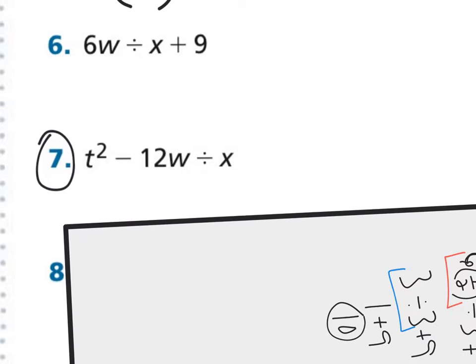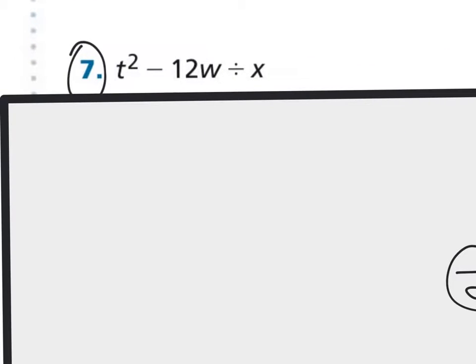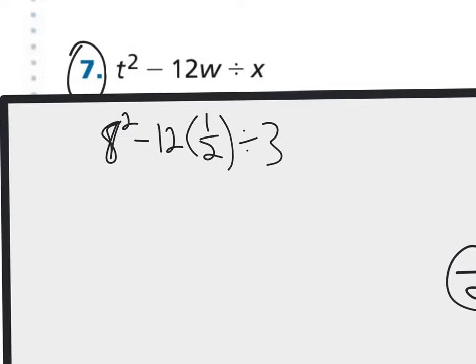If we look at number 7, t is equal to 8, w is equal to 1/2, and x is equal to 3. So parentheses, as far as order of operations are concerned, I do have parentheses around the half, but there's nothing going on inside of there. So I'm not going to treat that as parentheses as far as order of operations goes. So I'm looking at exponents being my first thing here.